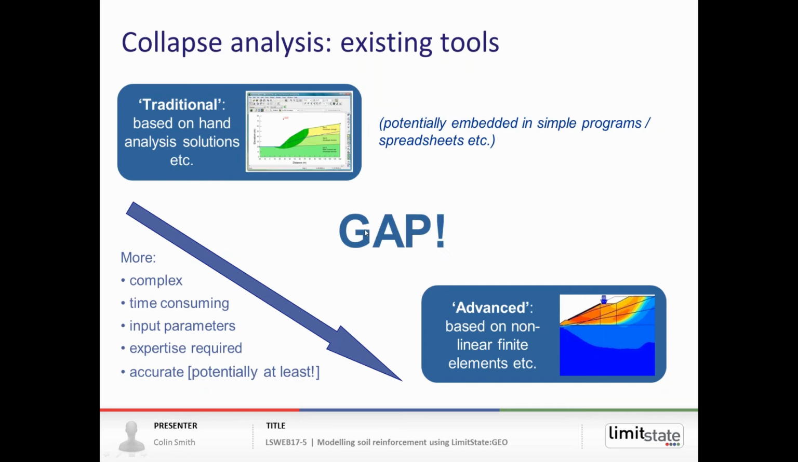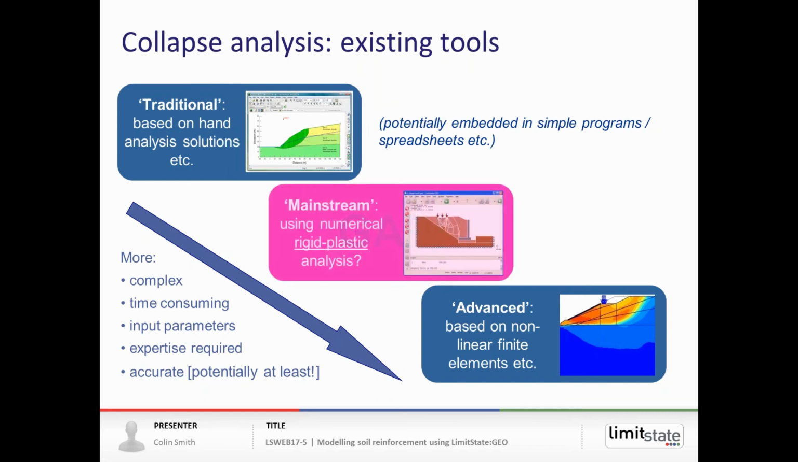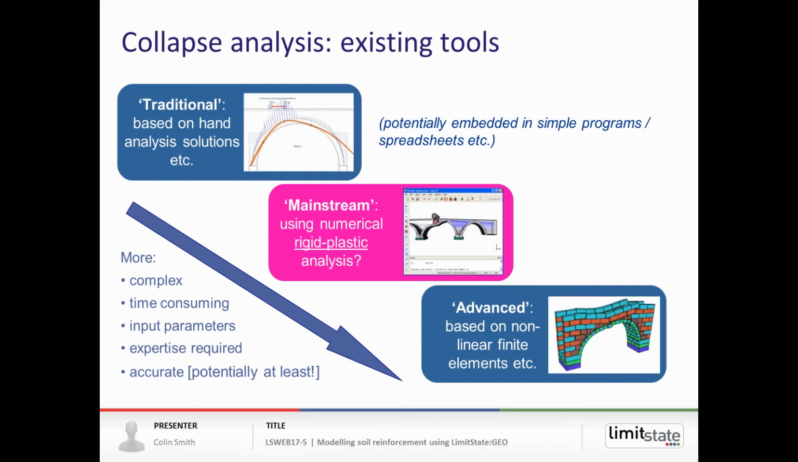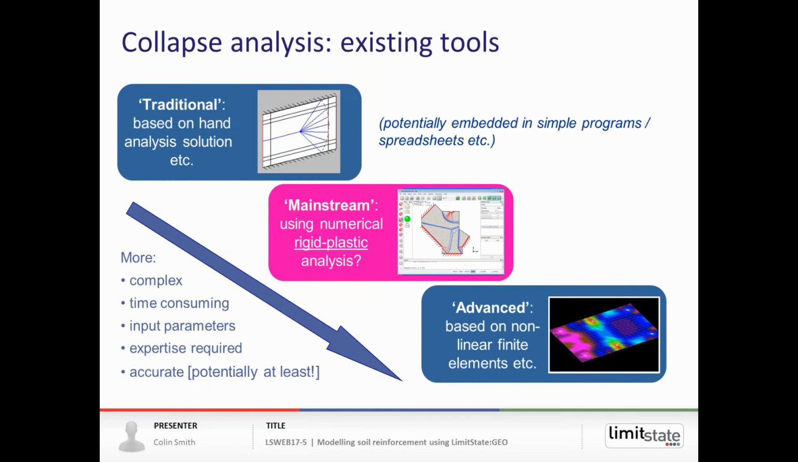And there's a gap between these, and we feel filling that gap is computational limit analysis. It provides the geometry flexibility of finite elements with the ease of use and simplicity of traditional methods. Essentially, the only parameters you need are cohesion, friction, and unit weight. And this is what the LimitState GEO software provides. And we can take the same type of approach to other engineering applications, say in arch bridges with the software LimitState Ring, or in yield-line analysis of concrete slabs with LimitState Slab.